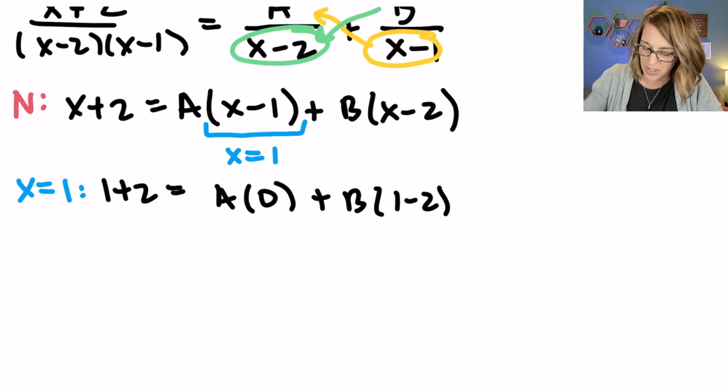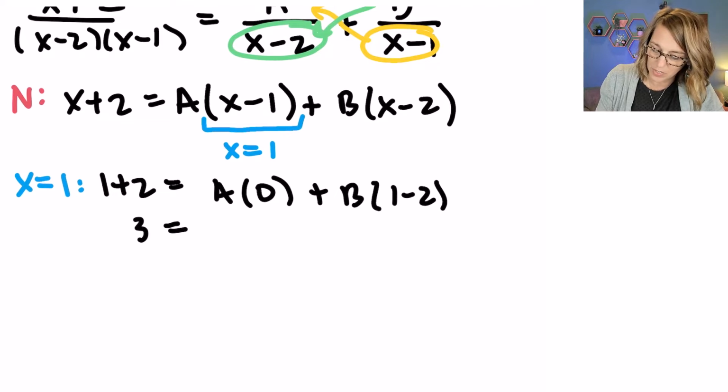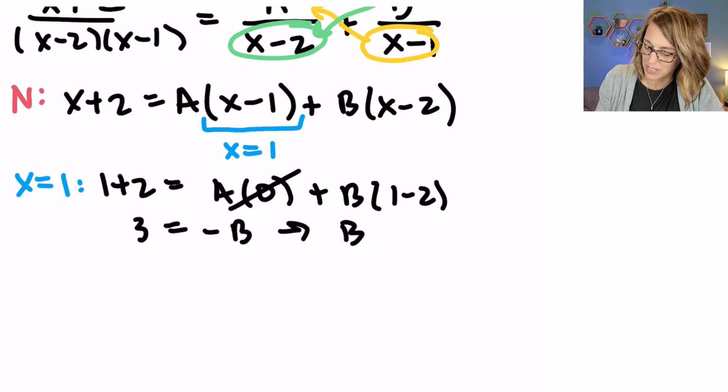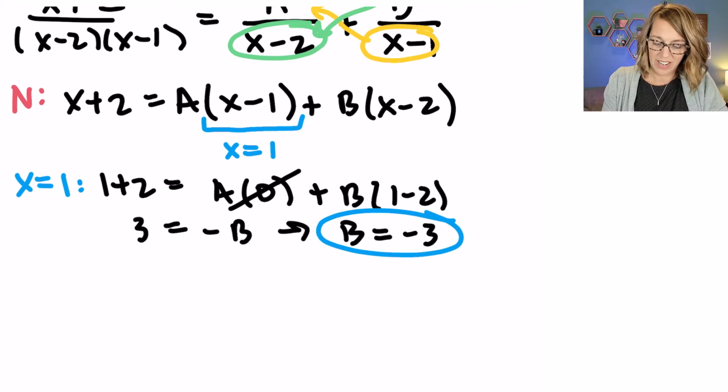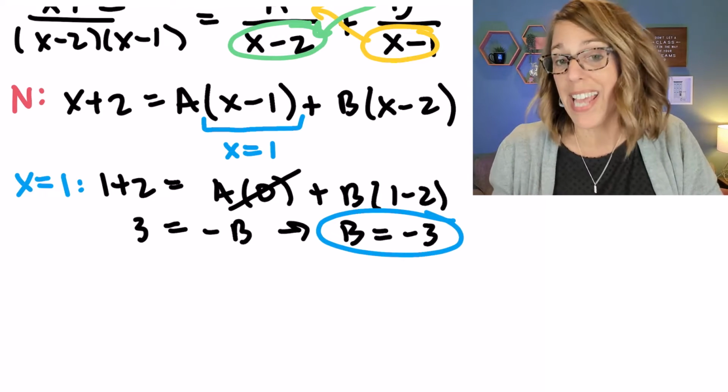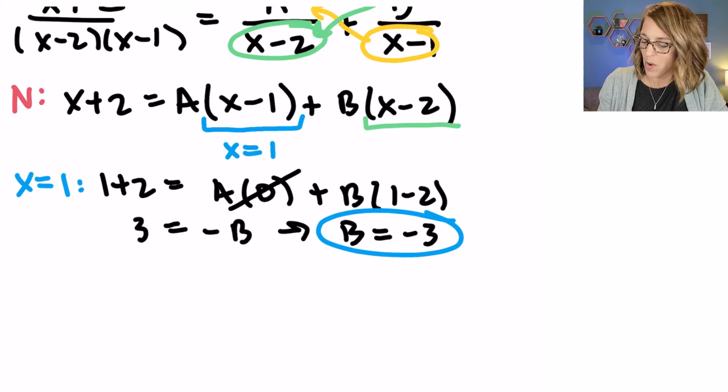So doing my math here, I get 3 is equal to a times 0, that one goes away, and I get a negative b. So that tells me that b is equal to negative 3. There's my first one. I can also zero things out by letting x be 2. That's going to zero out my b term. So by x equals 2.